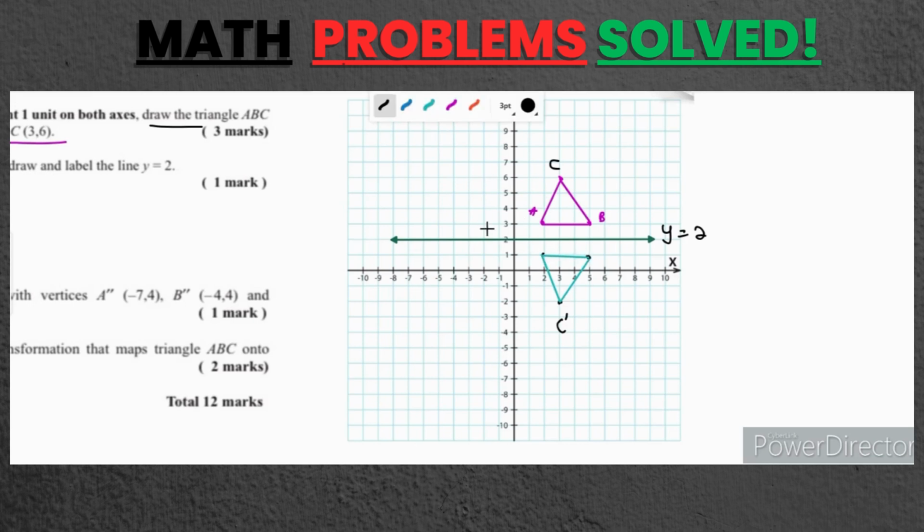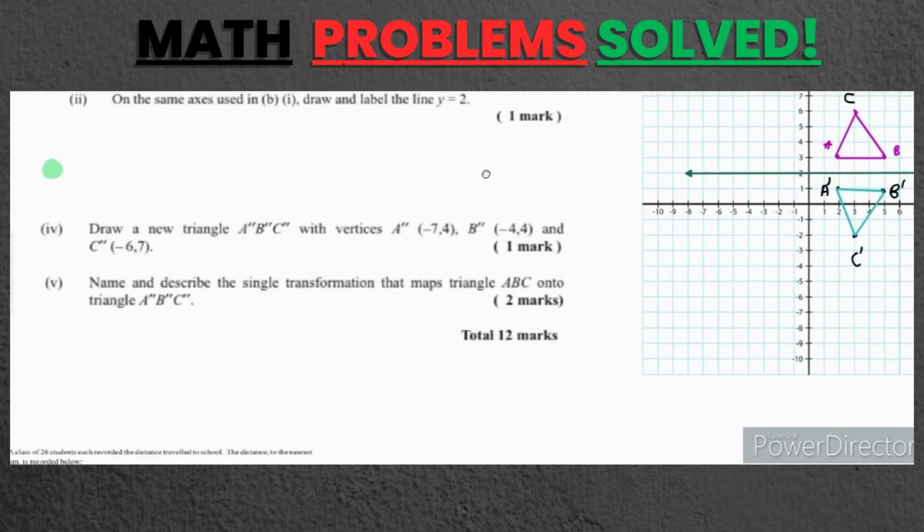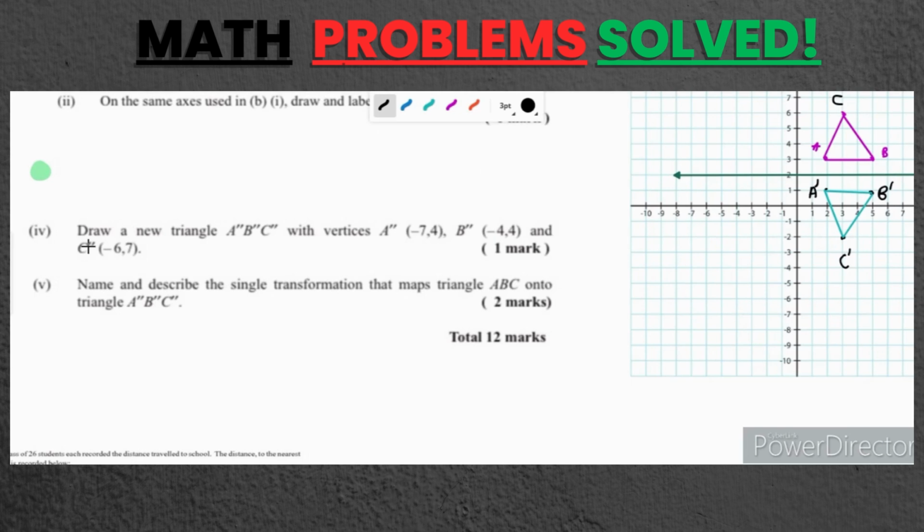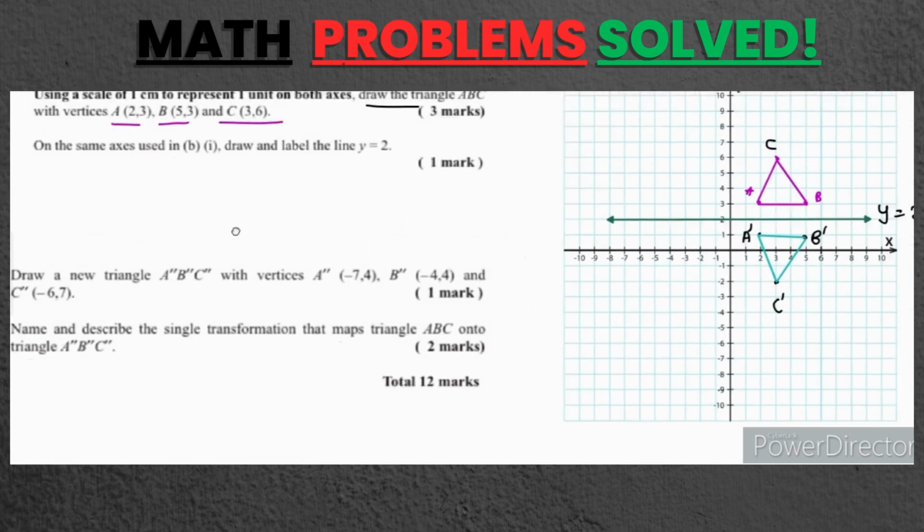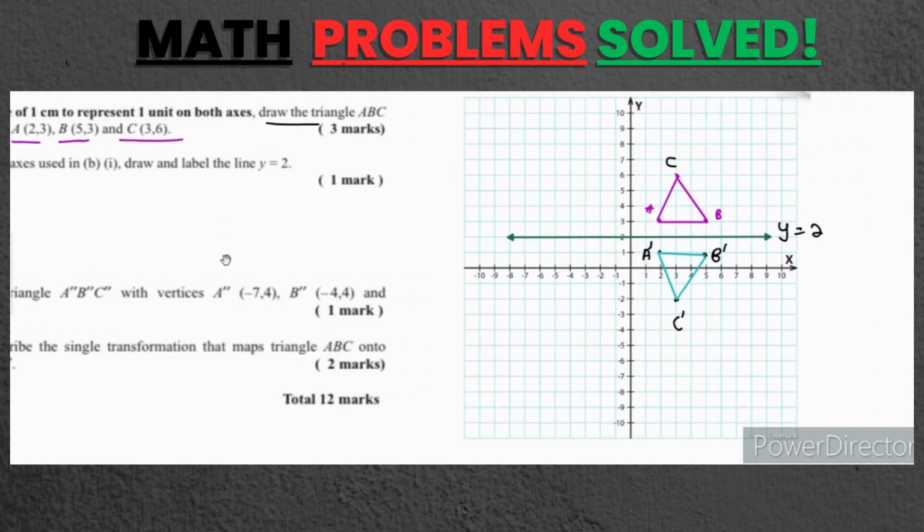So this will be the triangle A prime, B prime, and C prime, right? That was the third part. Now we will see the fourth part. Draw a new triangle A double prime, B double prime, and C double prime with vertices A double prime (-7, 4). So first of all, we have to mark where is the point (-7, 4).